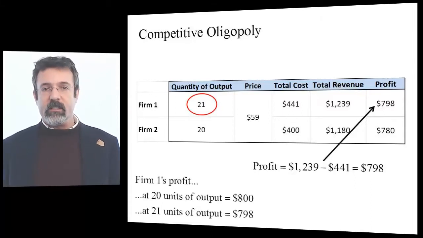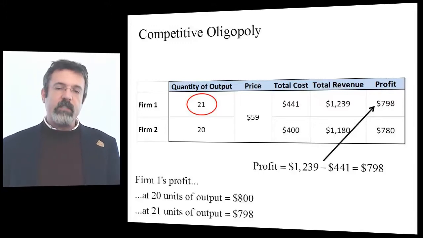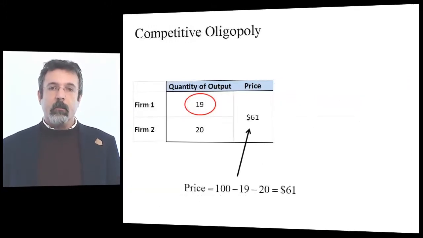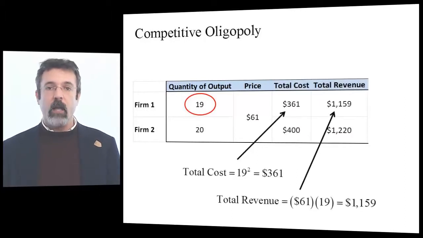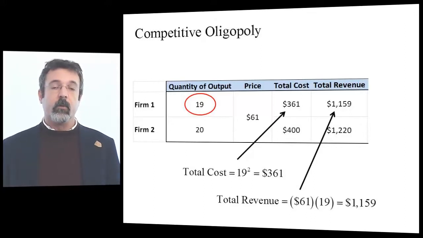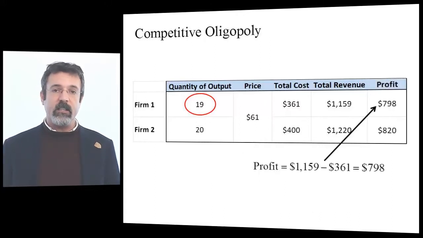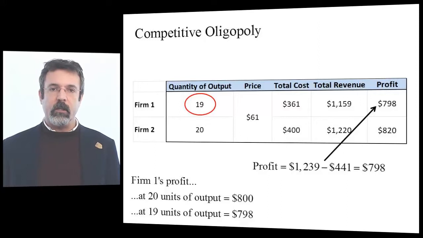What about decreasing its output? If firm 1 decreases its output to 19, it drives the market price of the product up to $61. Firm 1's total revenue is now $61 times 19 units, or $1,159. Firm 1's total cost is $361, leaving it with a profit of $798. Again, less profit than it earned when it produced 20 units. So firm 1 is best off producing 20 units. Any more, any less, its profit declines.